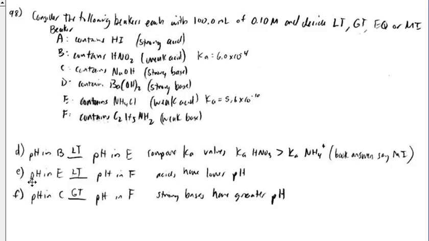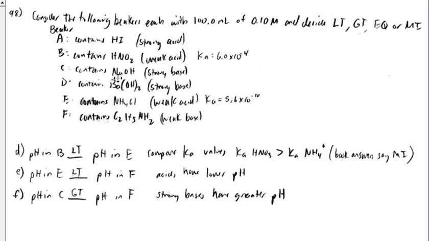In part E, you're asked to consider the pH in beaker E compared with the pH in beaker F. Acids will have a lower pH. In E, it's an acid, and in F, it's a weak base. Now, you have to recognize that that's a weak base. The hydrogens here might confuse you, but you have to pay attention and notice that, hey, this thing could accept another hydrogen. In part F, you're asked to consider the pH in beaker C versus the pH in beaker F.